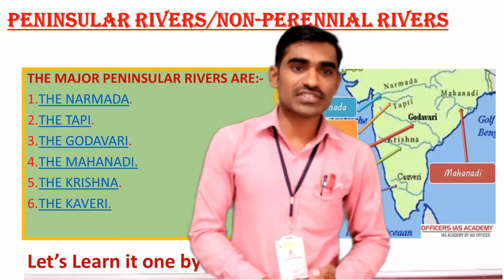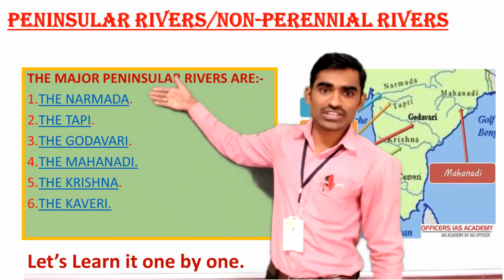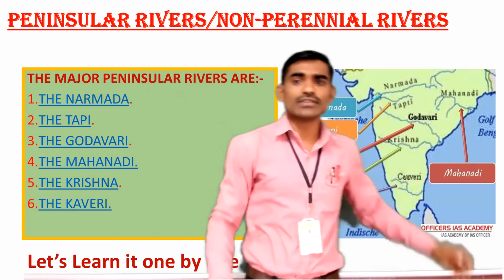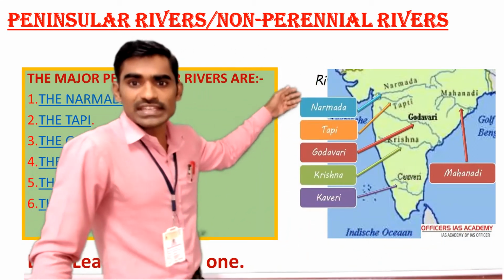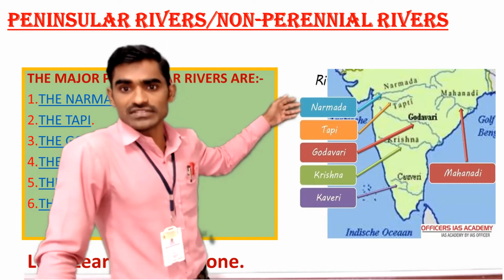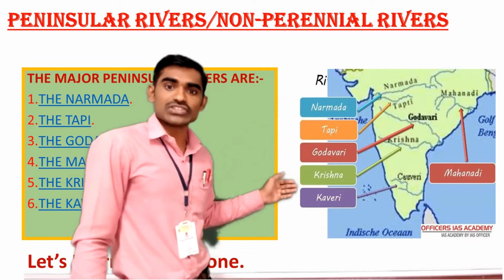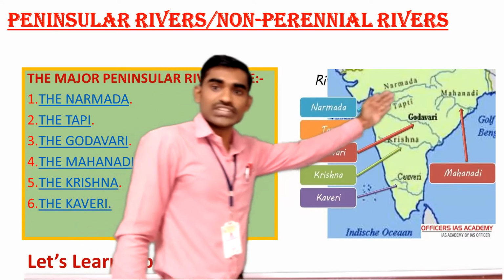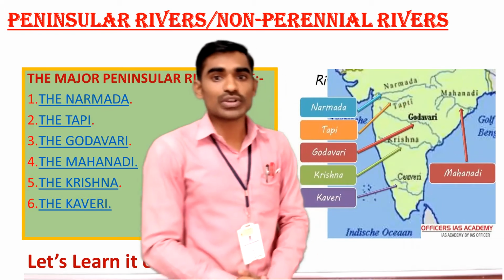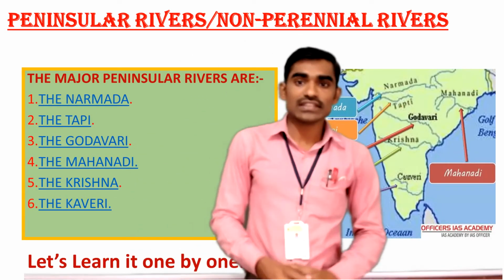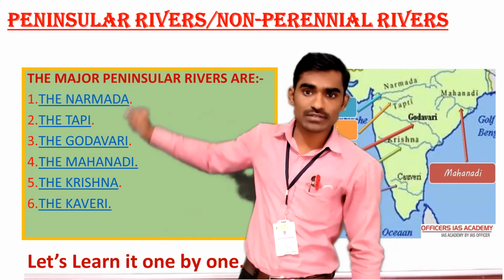So in previous sessions we have seen the introduction of peninsular rivers. If you are coming from north towards the south side, you would be encountering these rivers. The first one you will get is the Narmada, the second Tapi, Godavari, Krishna, Kaveri, and towards the east side you are having the Mahanadi River. So we are going to see it one by one in these video sessions. Let's start with our first river, that is the Narmada River.